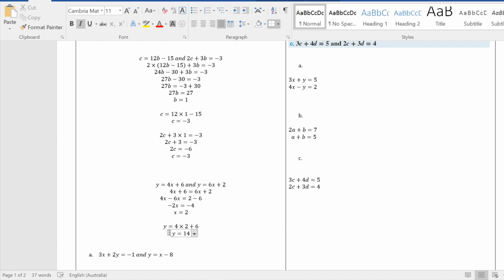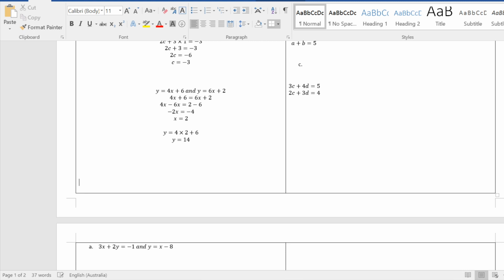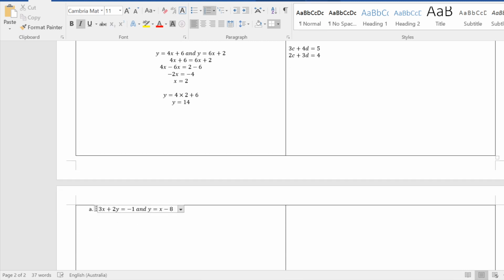Now, if I sub the x equals 2 into my other equation here, we should also get 14. 6 times 2 is 12. 12 plus 2 is 14. This equation is telling me that y is equal to 14 when x equals 2, and that matches. y equals 14. So there we go, another successful case of substitution. Now, for this one, I'm just going to go over the page.